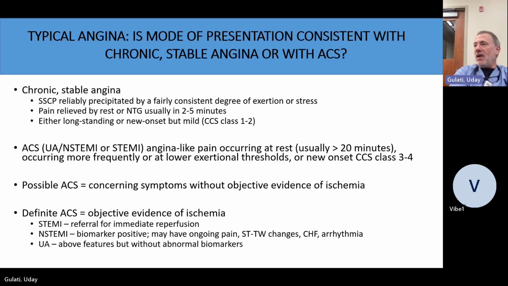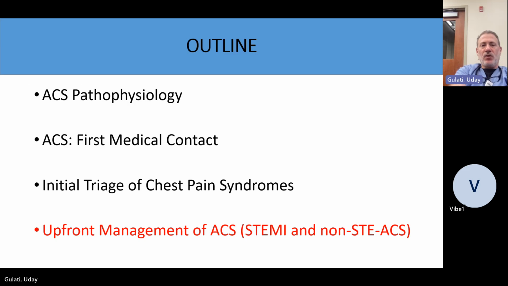It may be from an acute plaque rupture, but it may not be sufficient to cause infarction. Pain that is prolonged, greater than 20 or 30 minutes, you're almost always going to see some biochemical evidence of infarction, and that would be considered a non-STEMI. So just by definition, possible acute coronary syndromes are concerning symptoms, but we don't yet have objective evidence of ischemia, whereas definite ACS is where you have that objective evidence of ischemia, right? And that would include STEMI, non-STEMI, and unstable angina.